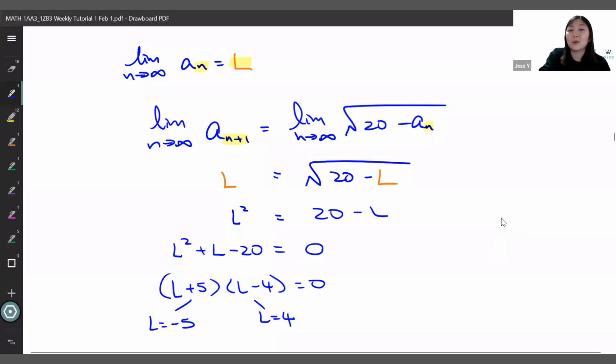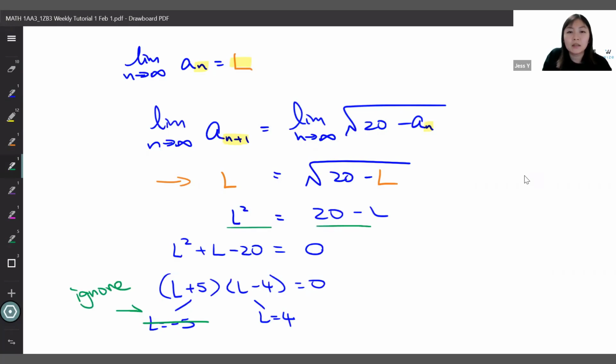You don't answer both of them, because let's take a look at what's happening here. L is the number that equals the square root of 20 minus L. Square roots are always positive. I can't get a negative number, right? So I'm actually going to ignore this negative number. This number came about because we had to square both sides, which then introduced another possible answer. But we know that L has to be the square root of something, so it has to be positive.